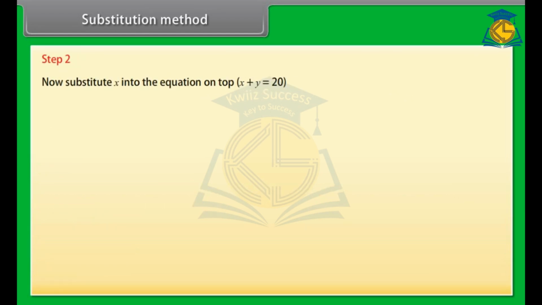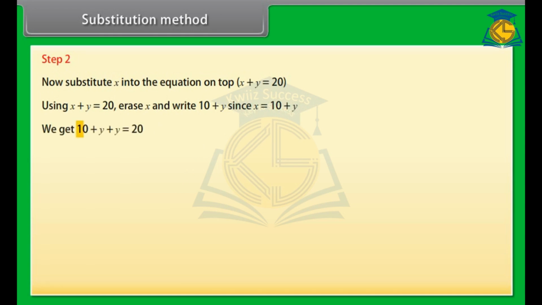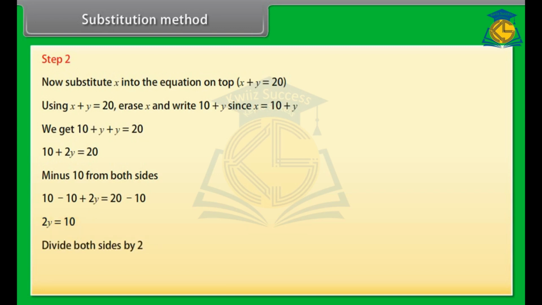Step 2. Now substitute x into the equation on top. x plus y is equal to 20. Using x plus y as 20, erase x and write 10 plus y, since x is equal to 10 plus y. We get 10 plus y plus y is equal to 20, so 10 plus 2y is equal to 20. Minus 10 from both sides. 10 minus 10 plus 2y is equal to 20 minus 10. 2y is equal to 10. Divide both sides by 2. y is equal to 5.